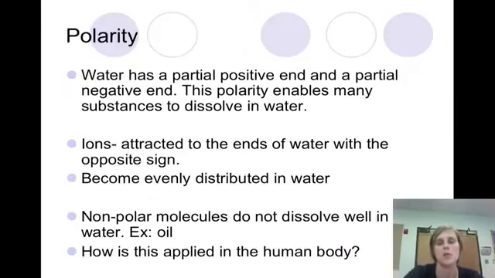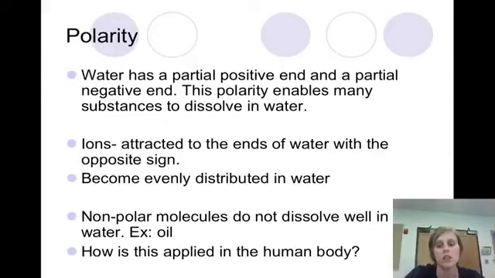All right, so let's talk about polarity of water. This is because water has a partial positive end, which is the hydrogens, and a partial negative end, which is the oxygen, and this polarity allows it to dissolve things into the water. The ions, which are the charged parts, having a positive or negative charge, at the end of the water attract things that have the opposite charge. And because of that, things can become evenly distributed in the water.